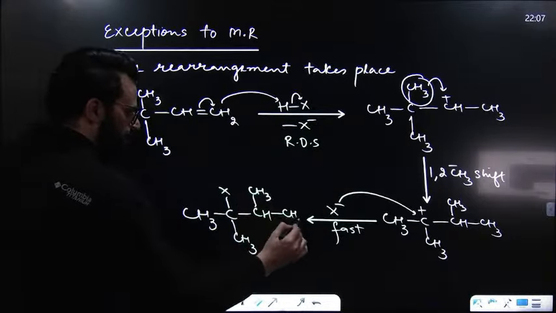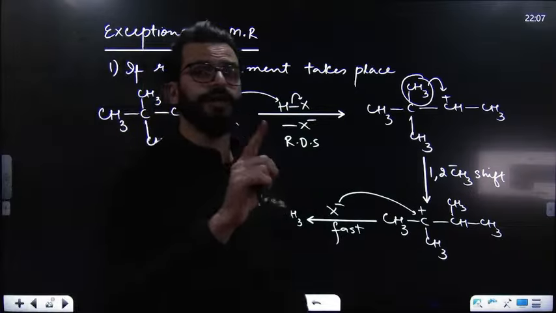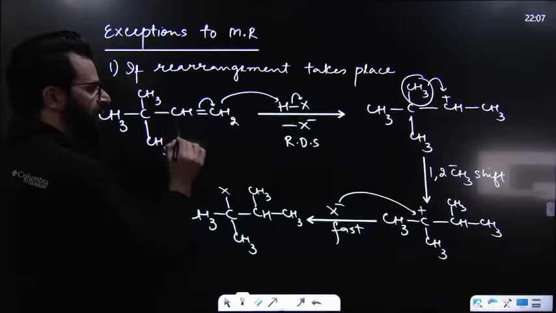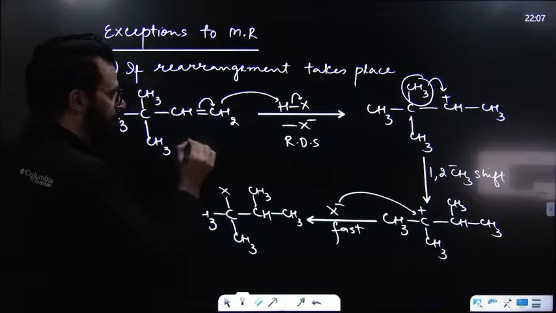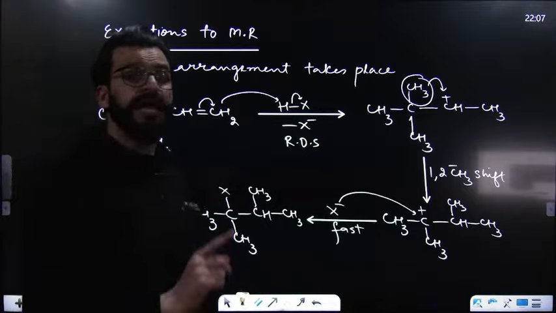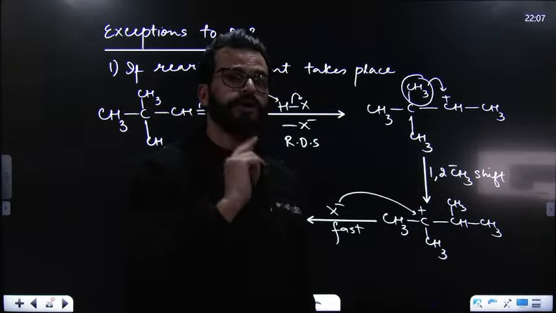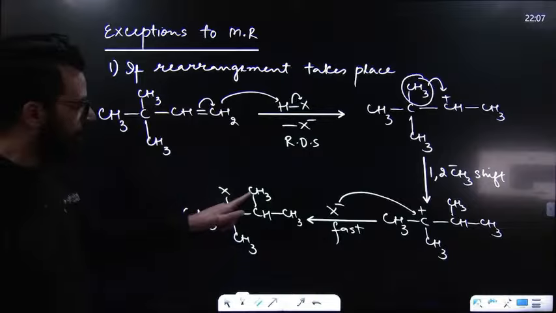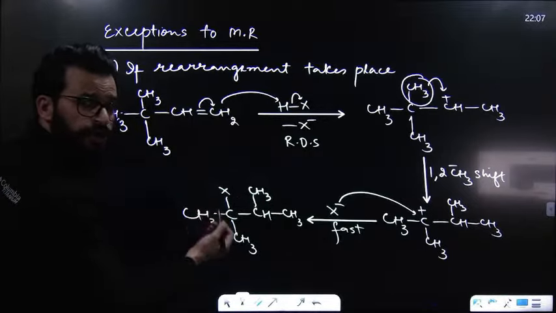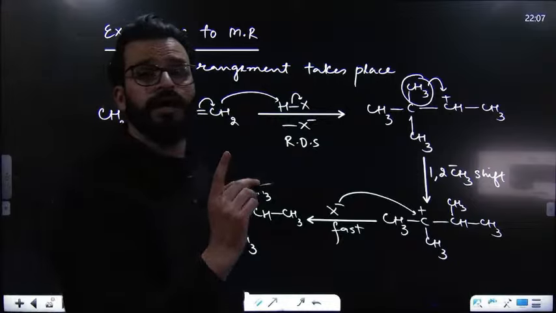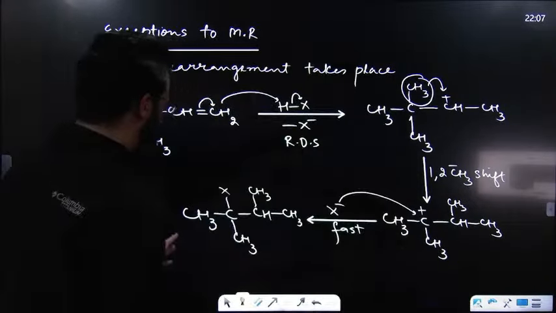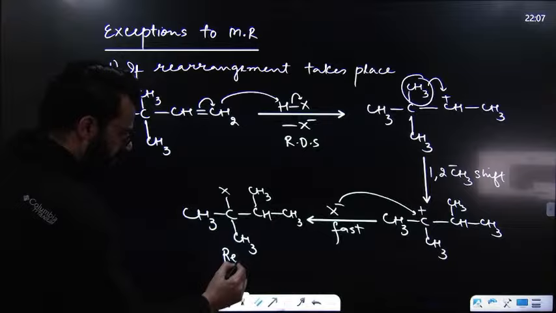Have a look, my dear students. What was the statement according to Markovnikov's rule? The negative part goes to that carbon-carbon double bond carbon which has the lesser number of hydrogens. That means X should be added to this carbon, and H should be added to this carbon. So that is expected according to Markovnikov's rule. But the product formation is this one. So can I say this is an unexpected product? This is not the product formed according to the statement of Markovnikov's rule. Hence, we can simply call this product the rearranged product.